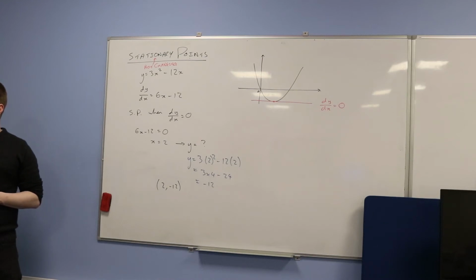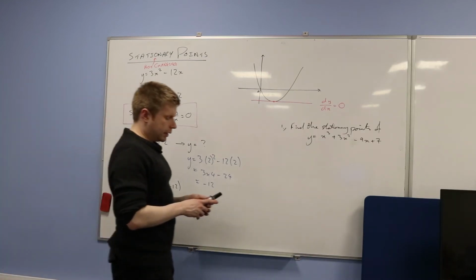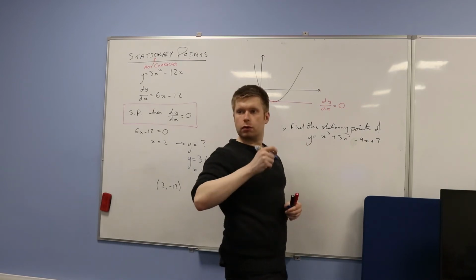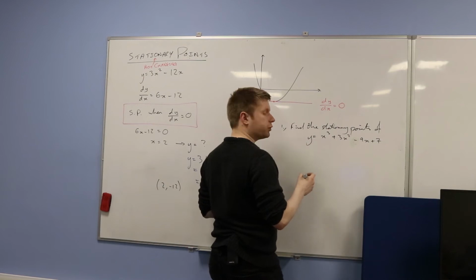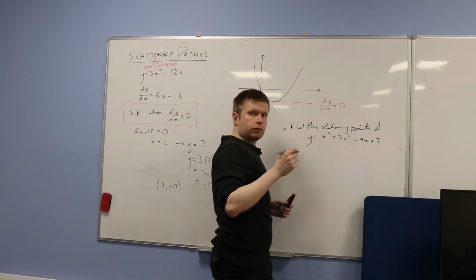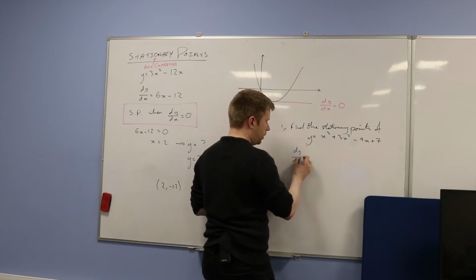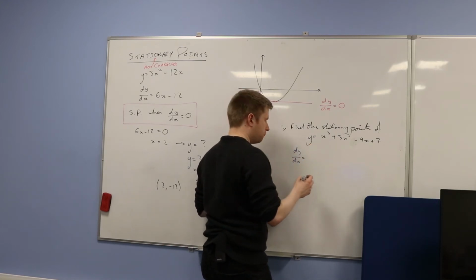Is that okay? Any questions? So let's have a look. First things first, we want to find the stationary points. So what's the first thing we need to do? Okay, so we need to differentiate this thing. So come on then, if we differentiate, what do we get?